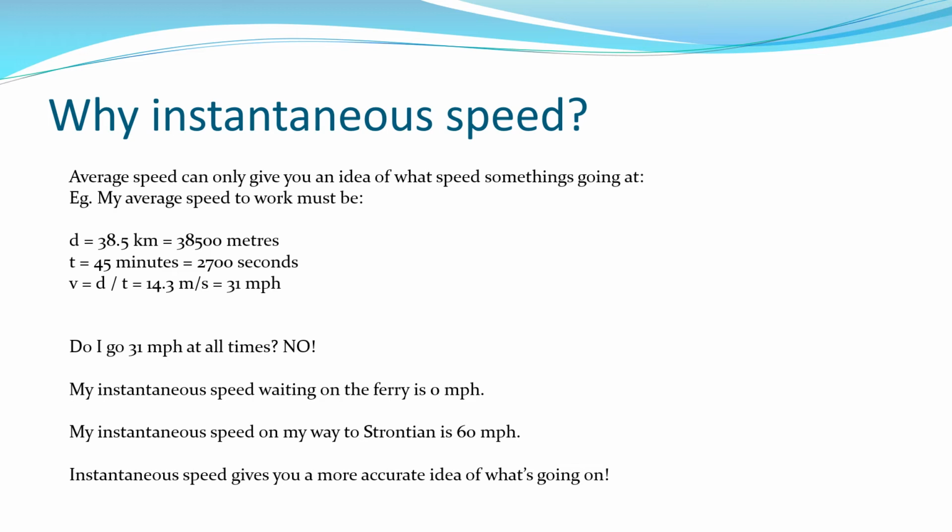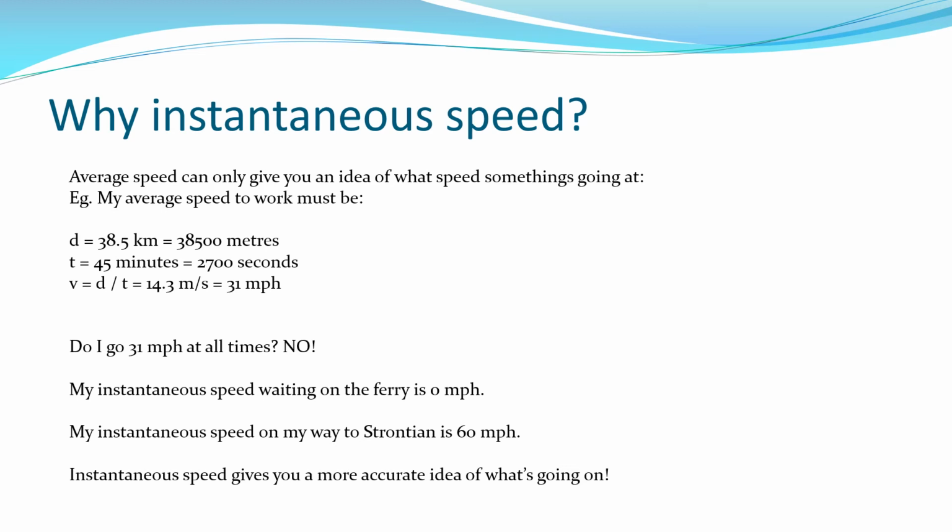For example, my instantaneous speed while I'd be waiting at the ferry, that's 0 miles per hour. I'm not going anywhere. My instantaneous speed on the way to Strontian on the nice straight bits of road is probably about 60 miles an hour. And so instantaneous speed is used because it gives you a more accurate idea of what's going on at any particular moment.